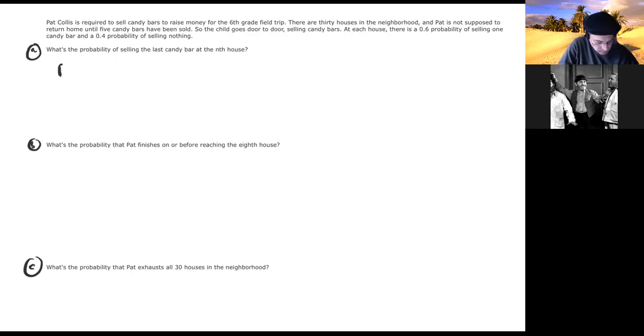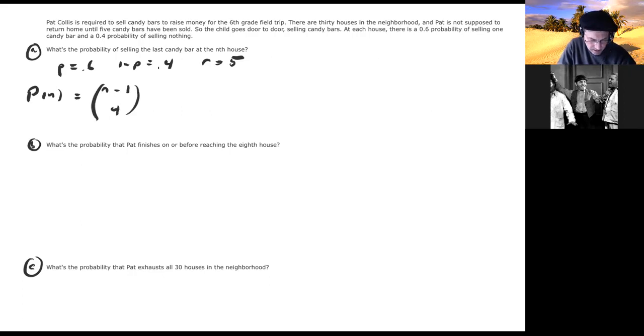So in the solution, p is going to be given by 0.6. That's success, selling a candy bar. 1 minus p is 0.4. And r is the number of successes we want, which is 5. So what is P of n? We're interested in r successes in n tries. If we go back to the PMF, remember, let me put it back down, P of n is n minus 1 choose r minus 1, p to the r, 1 minus p to the n minus r.